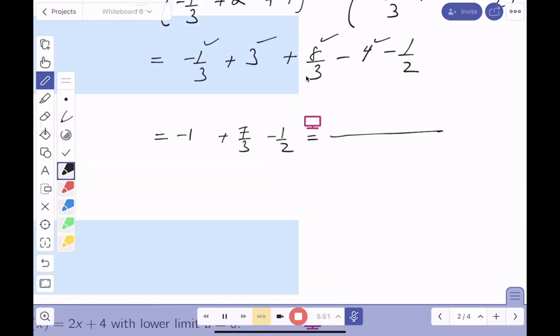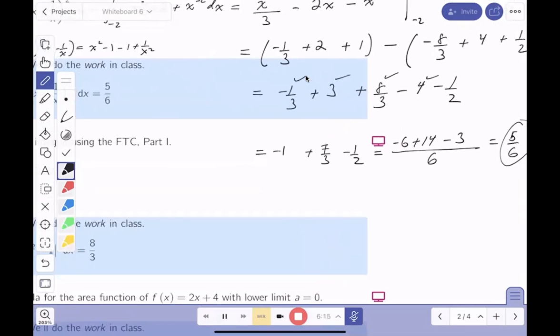So common denominator 6: minus 6 plus 14 minus 3. And that's going to be minus 6 minus 3, minus 9. Minus 9 and 14 is going to be 5/6, right? I definitely got a different answer. Did I get the right answer though?